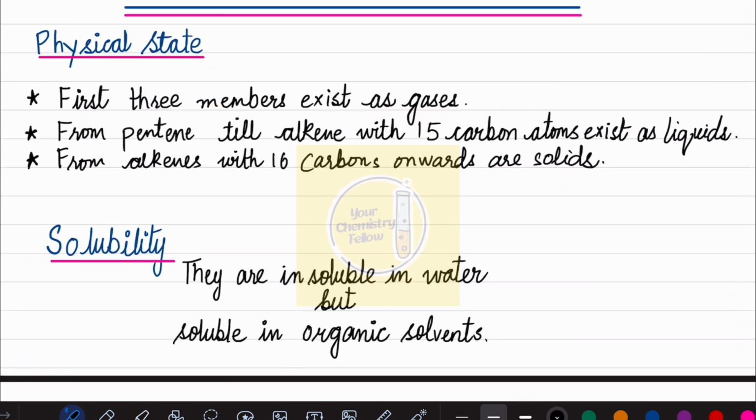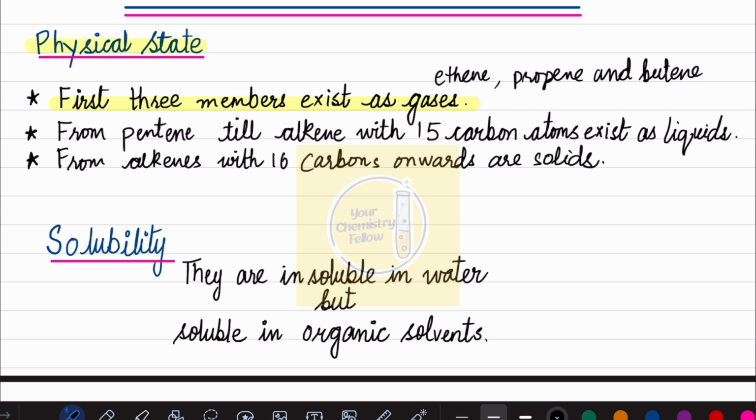Now we will discuss physical properties in detail. So first property is the physical state. The first three members of the alkenes homologous series are gases at room temperature and pressure. This means that ethene, propene and butene exist as gases at room temperature and pressure.